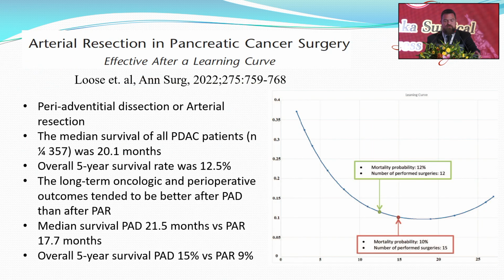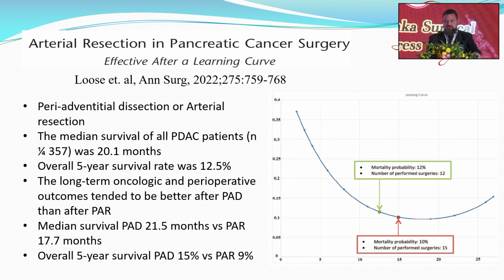Now, Heidelberg Group, one of the biggest groups in the world, have published this in a paper in 2022. It's their experience on how to deal with arteries, comparing results between periadventitial dissection, or divestment as they call it, and arterial resection. As you can see, the results with the periadventitial dissection are a bit better in terms of oncological outcomes. Again, probably reflecting the disease pathology and the disease biology and the stage.